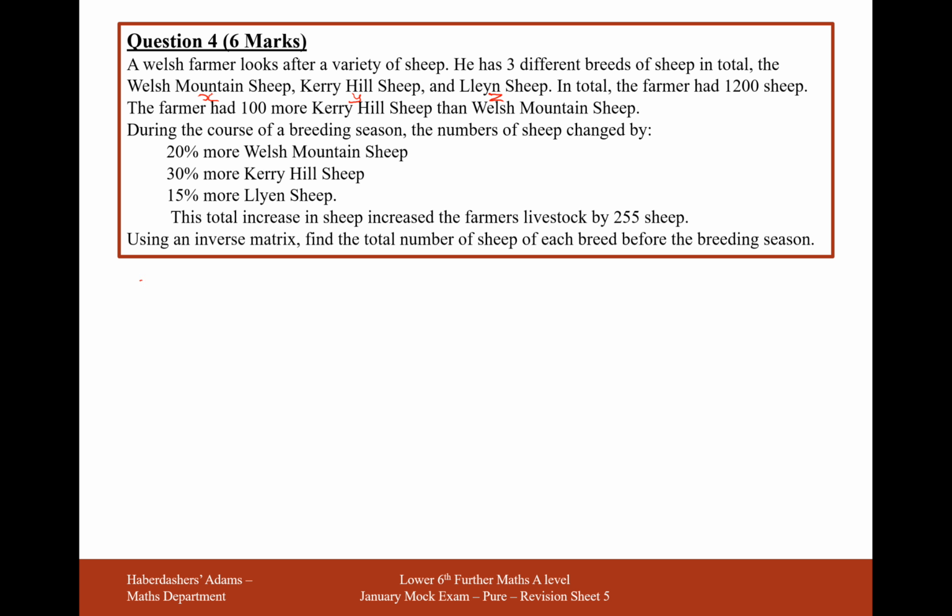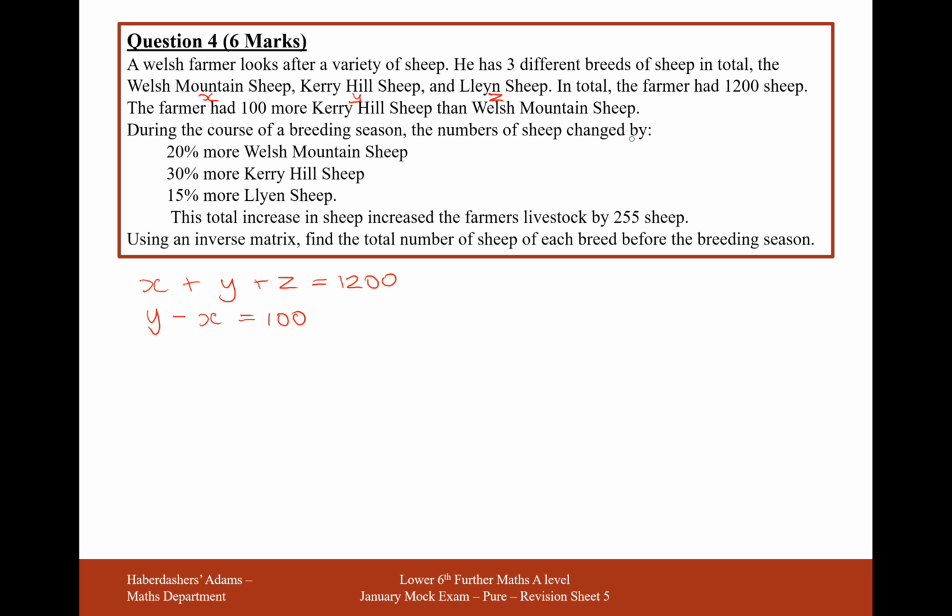So we can make an equation out of that. X plus Y plus Z equals 1,200. The farmer had 100 more Kerry Hill sheep than mountain sheep. So that means we're going to do Y take away X equals 100.